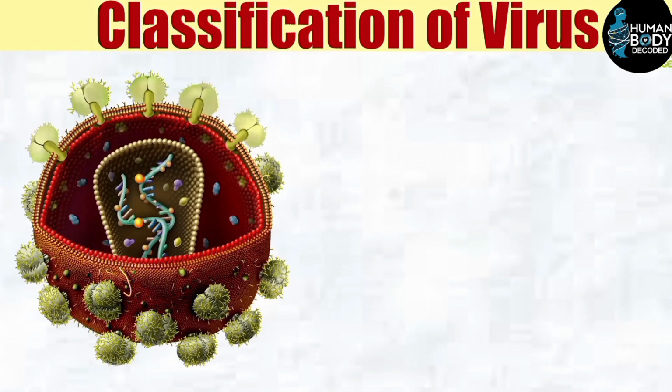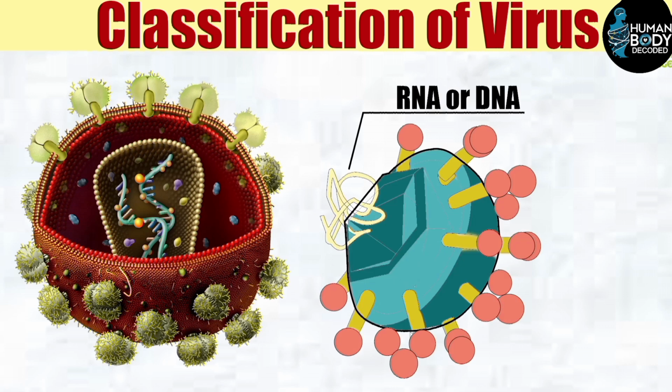Now we will study the classification of viruses. The classification of viruses is done in various ways. The first classification is based on the presence of nucleic acids. If the virus has DNA, we will call it a DNA virus. If the genetic material in the virus is RNA, we will call it an RNA virus.